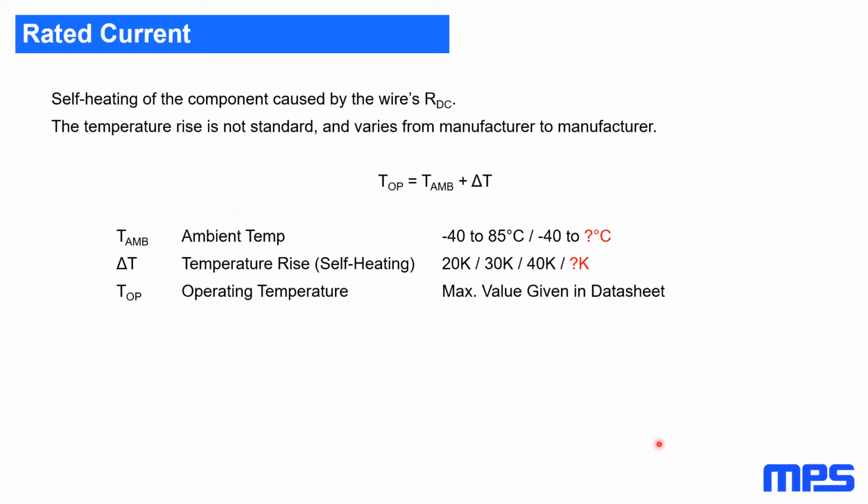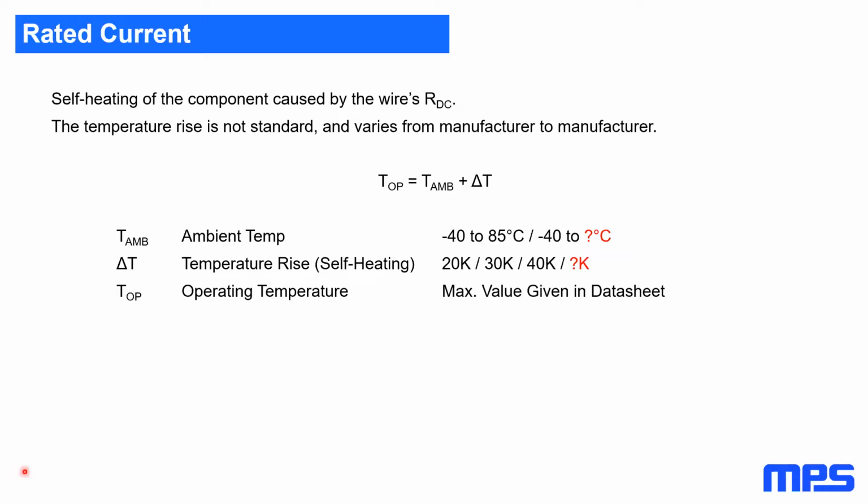I'm going to continue now with the more practical part, starting with the rated current. The rated current is sometimes also called the temperature rise current, and it is mainly the DC current that causes a certain self-heating due to the RDC of the winding. Unfortunately, the definition of the rated current is not standardized. So when you look at different data sheets, you will find the definition may vary from manufacturer to manufacturer.